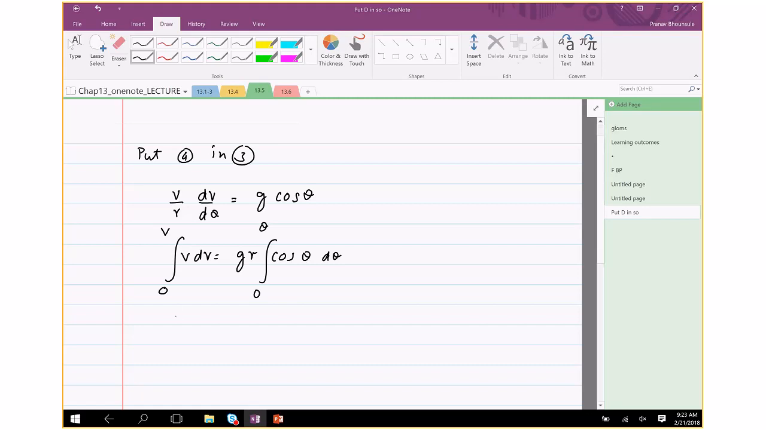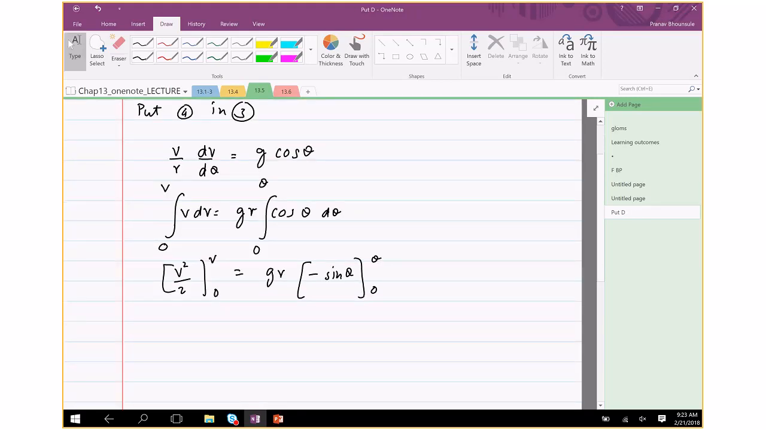So the left side is v squared divided by 2, with v and 0 as upper and lower limits. gr is constant, so then I have the integral of cosine theta, which is sine theta, from 0 to theta. So gr times sine theta minus 0. Sine of 0 is 0. So v squared divided by 2 is gr sine theta.